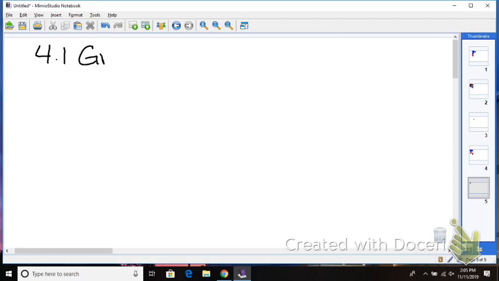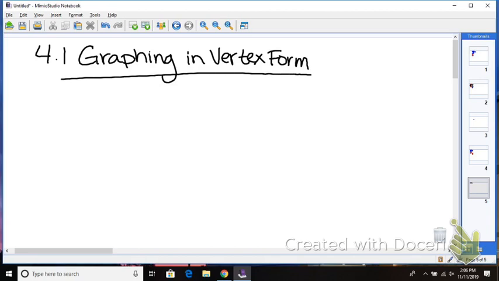So this is graphing in vertex form. So there's two different forms for quadratics. The vertex form is this A, H, and K thing, which I think is the easiest form because it quickly tells you where you're going to graph the graph.